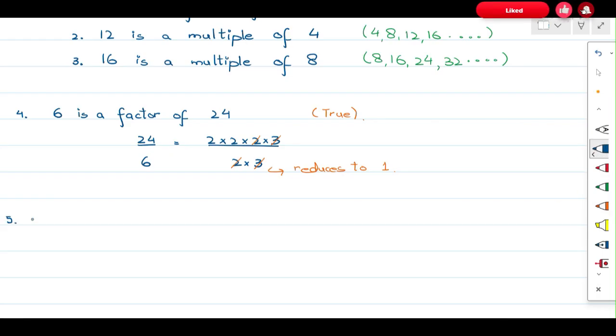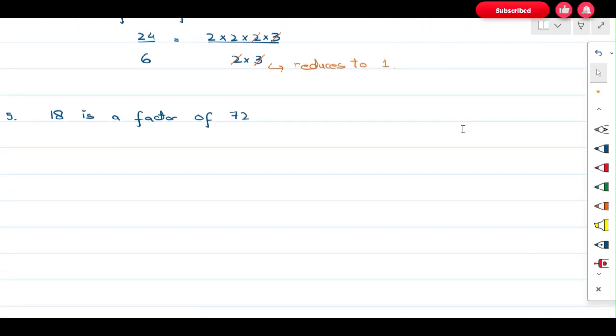Another example, let me check, 18 is a factor of 72. We need to check that. Is 18 a factor of 72? Is this statement true or false? So let me check that.